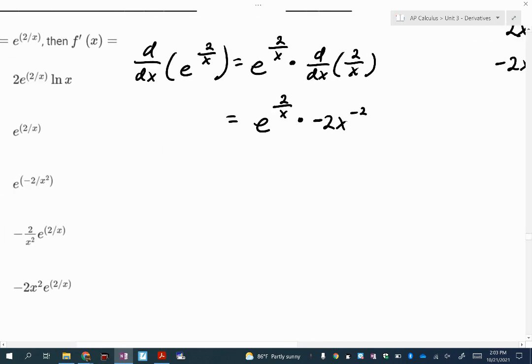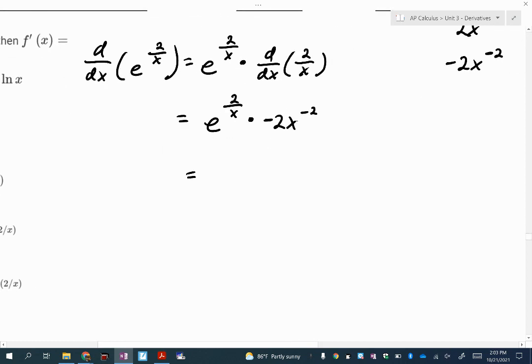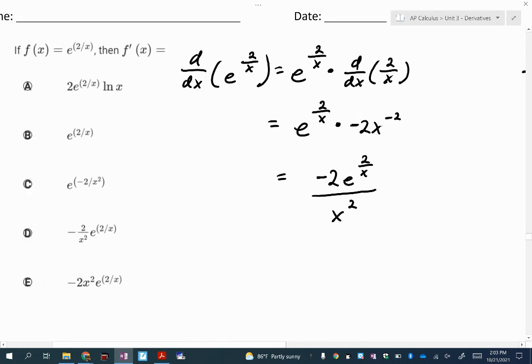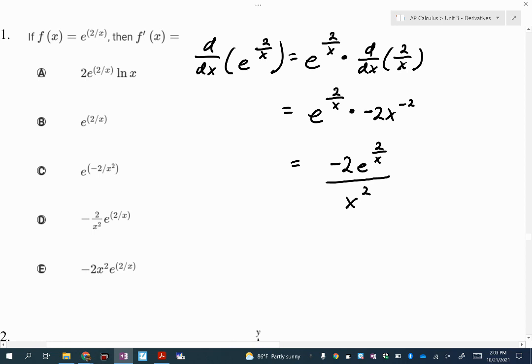So now to make this look a little nicer to find my answer, I'm going to have negative 2e to the 2 over x, to the second power. So I'm looking for that answer here, which looks like it's going to be D. All right. Key thing was getting that x squared in the denominator. All right, let's keep going.